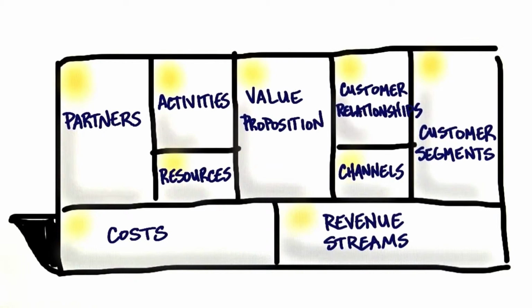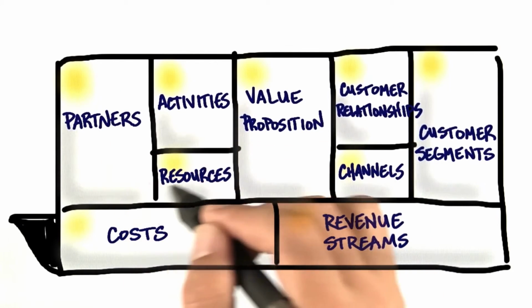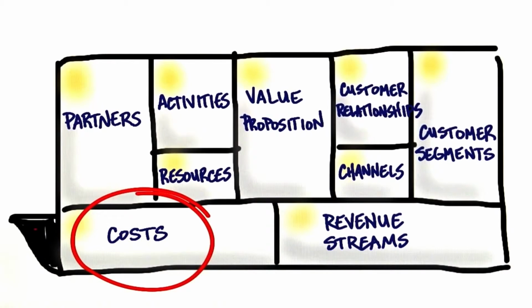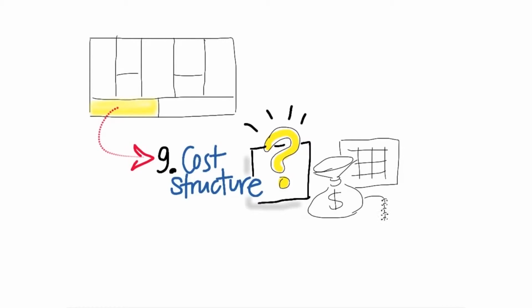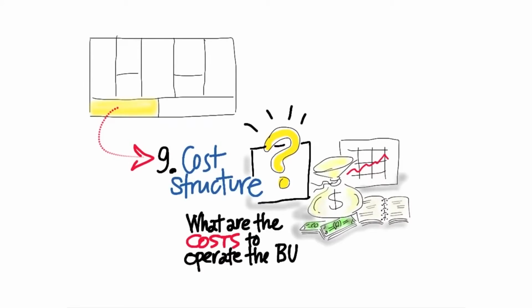And then finally, all this adds up on the left-hand side over here to costs. What are the costs and expenses to operate the business model? One of the interesting things about cost is it's not just the obvious ones like people or buildings or materials. What you're really going to be asking are, what are the entire costs to operate our business model?